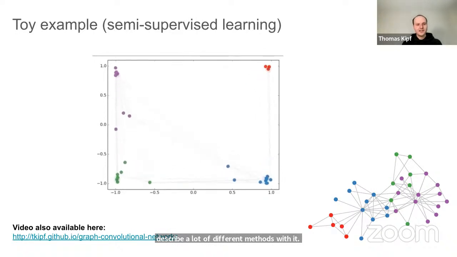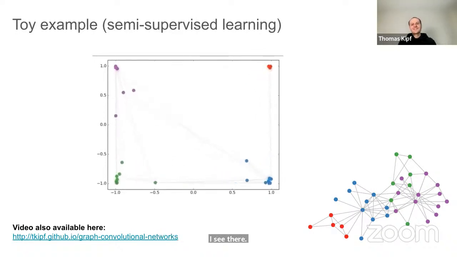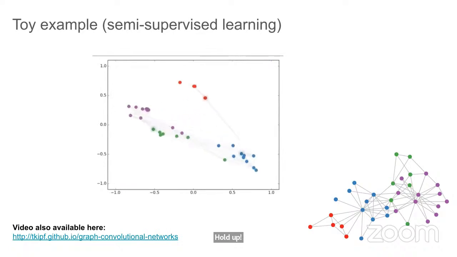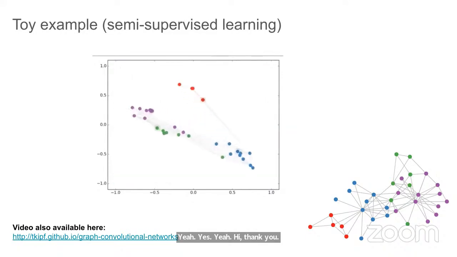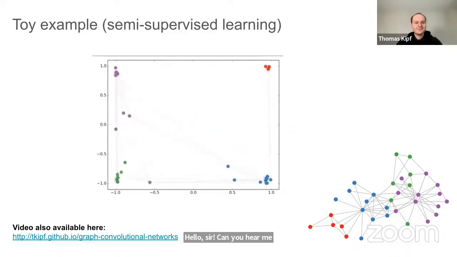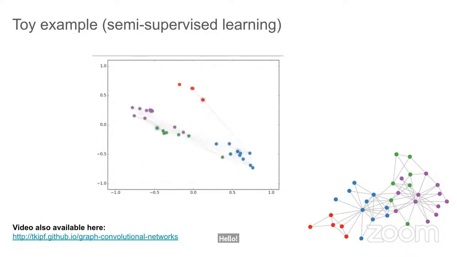I see there's one hand up by Anirudh. Any more questions? Yes. Hi. Thank you. Hello, sir. Yes, can you hear me? Let's go with Anirudh first. He had his hand up. Hello. Yeah. Okay. Thank you. Thanks, Thomas.